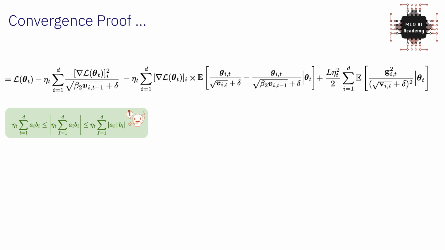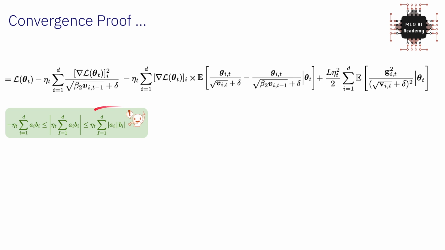So what we do here is we use the following property. We know that the absolute value of eta_t times the summation from i equals 1 to d of a_i b_i should be less than eta_t times the summation i equals 1 to d of the product of absolute values. And we know that this is greater than the negative of eta_t times the summation of a_i b_i. So therefore, the negative of eta_t times the summation of a_i b_i can be written as less than eta_t times the summation over i of the product of the absolute values.